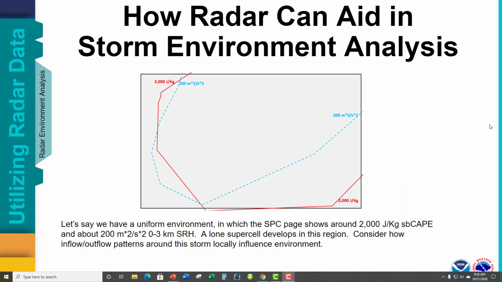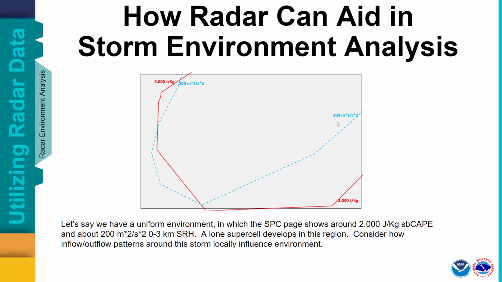Let's say we have a fairly uniform environment in which the SPC mesoanalysis page shows around 2,000 joules per kilogram of surface-based CAPE and about 200 meters squared per second squared of 0 to 3 kilometer SRH. A lone supercell develops in this region. Consider how inflow and outflow patterns around this storm could locally influence this overall environment. We're likely to see small-scale changes, such as a substantial enhancement of SRH within an intensifying inflow region, and a substantial reduction in CAPE, obviously, where heavy rain or hail is falling.